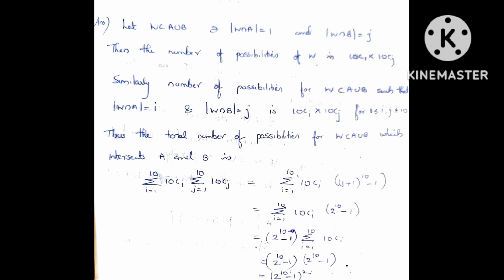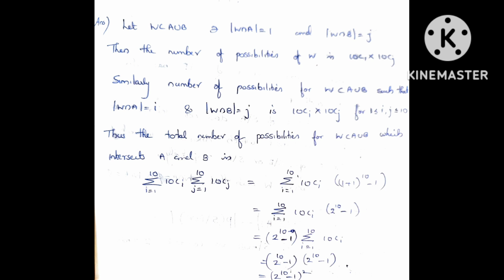Thus the total number of possibilities for W subset of A union B which intersects both A and B is sigma I equal to 1 to 10 of 10CI, times sigma J equal to 1 to 10 of 10CJ. Note that we only consider those W which are subsets of A union B, not the whole set S, which intersect both A and B.